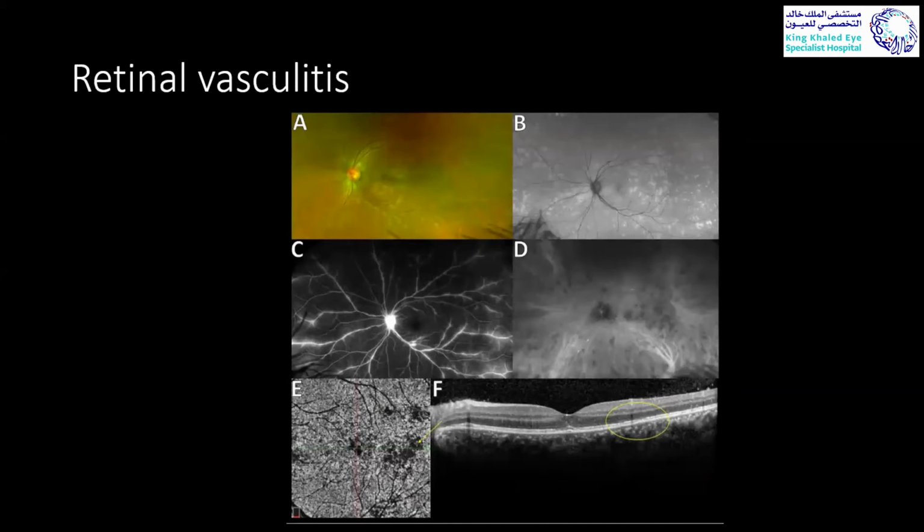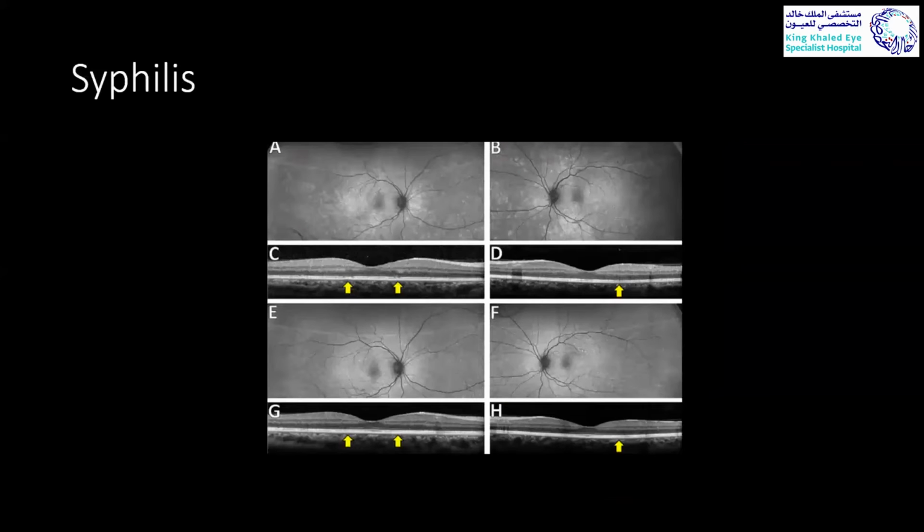Retinal vasculitis here is very obvious, with extensive vascular sheathing, but what was peculiar regarding this case is the presence of the photoreceptor loss and choriocapillaris flow void on OCT angiography.